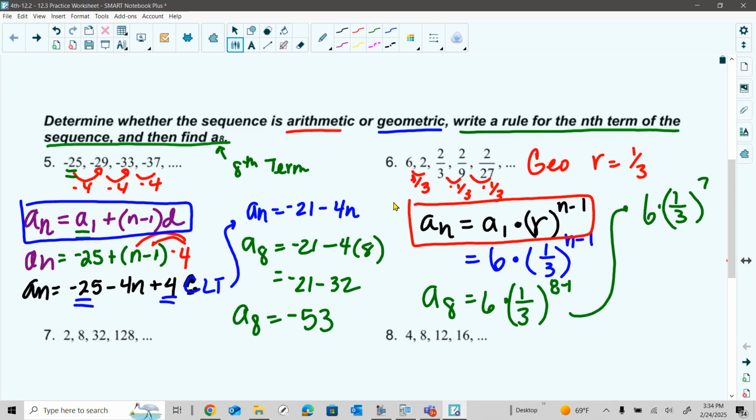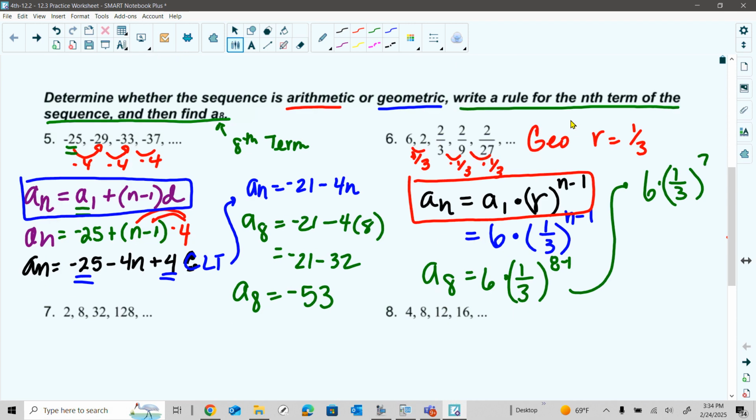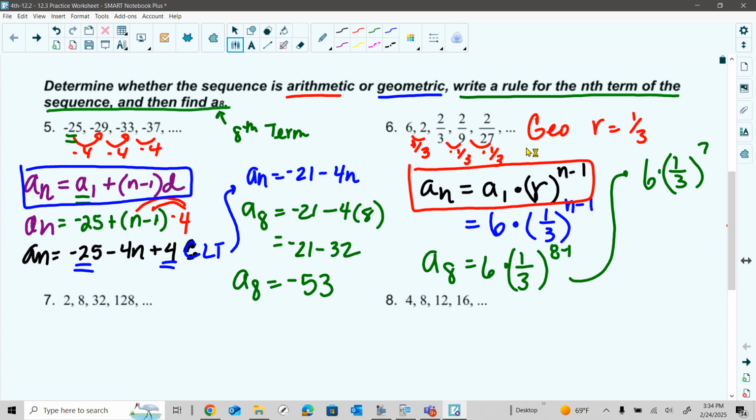Now here we're going to have to come up with the rule. All right, first we have to determine the type of sequence we have. So if I look here, it goes from 2 to 4. I mean 2 to 8, this is times 4. Let's see if that repeats. Yeah, 8 times 4 is 32. So because we're doing times 4 every time, our common ratio is 4.